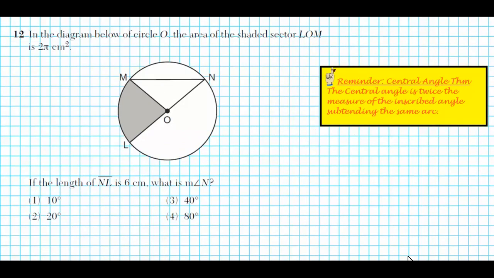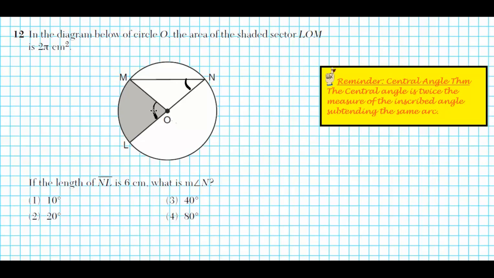All right, let's take a look at question number 12. It says, in the diagram below of circle O, the area of the shaded sector LOM is 2 pi centimeters squared. If the length of NL, this entire diameter right here, is 6 centimeters, what is the measure of angle N? Okay, so what we're going to do first, this is what we're looking for, is use the area of a sector formula to find this angle right here.